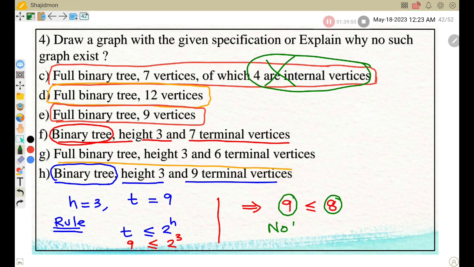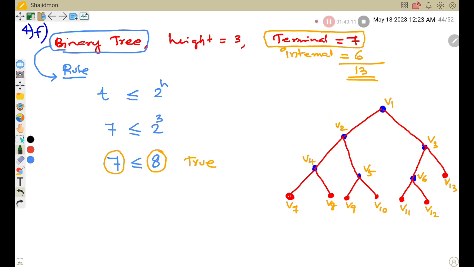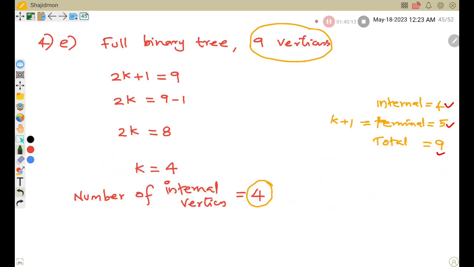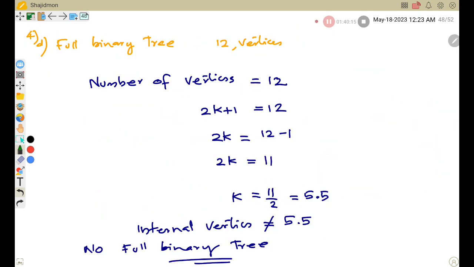So what answer can we write? Not possible. There is no binary tree with those specific conditions. So that is question number 4H. I hope you understood all the ideas from this section, 4.4. Those are the things we studied and the related questions.